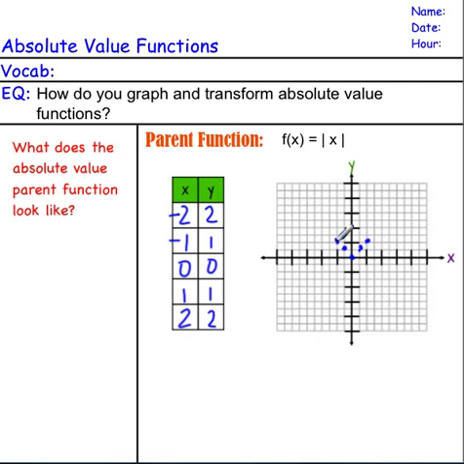So we get our function that looks like this. That is a V. Please remember that it is a V and not parabola shaped because it does keep getting wider at the same rate.